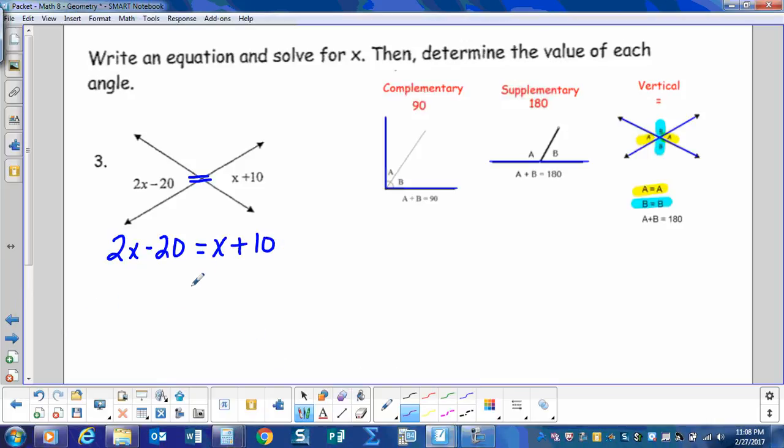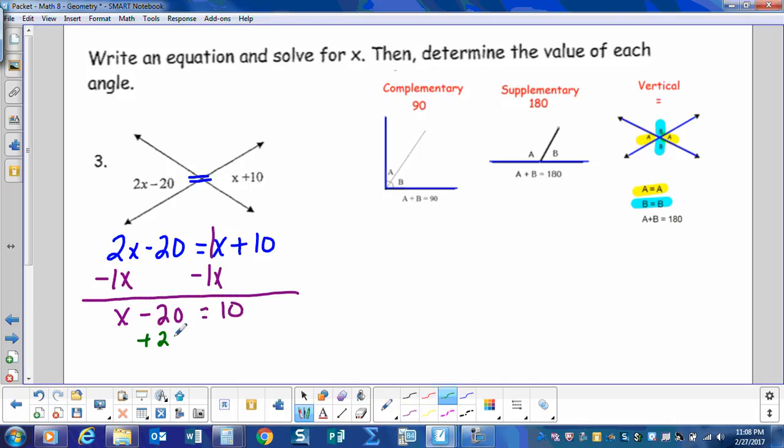So let's go ahead and remember this is a 1x. So let's go ahead and put that 1 in there. We're going to minus 1x on both sides. 2x minus 1x is x. Minus 20 equals 10. And then we're going to add 20. So x equals 30. So we wrote our equation.